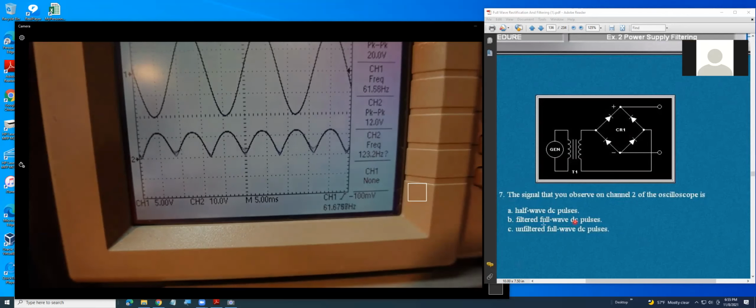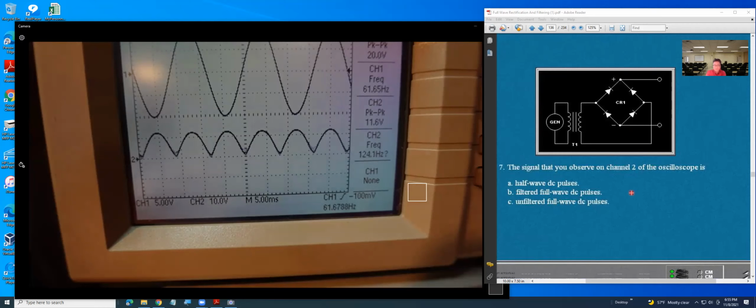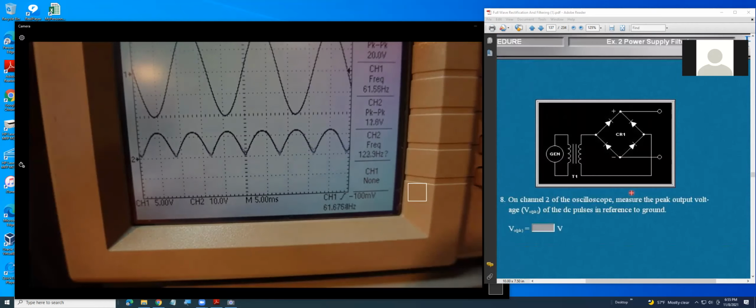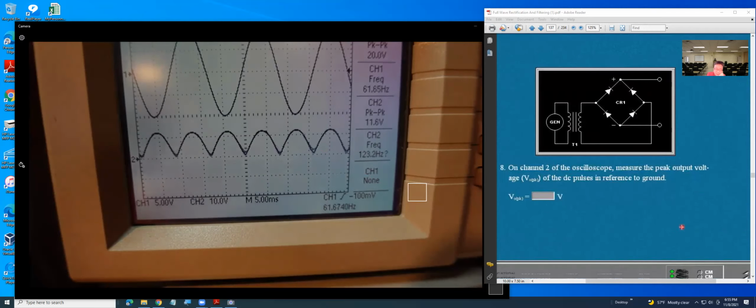Hey, can you explain that, Mr. Pham? Why is it C? The thing is, they don't have a capacitor or anything in here. So that's why it's just unfiltered. When you see they connect the capacitor, you need a capacitor to do a filter, correct? Exactly. So since there's no capacitor, it's unfiltered. And on scope channel 2, they want to measure the peak output voltage of the DC. You can already see this signal output, and you can measure it.